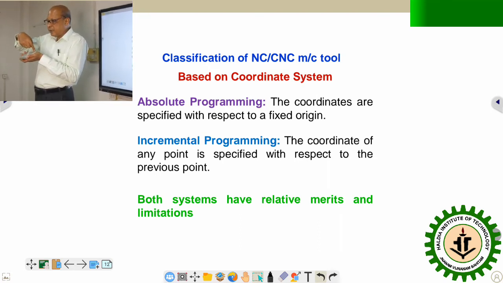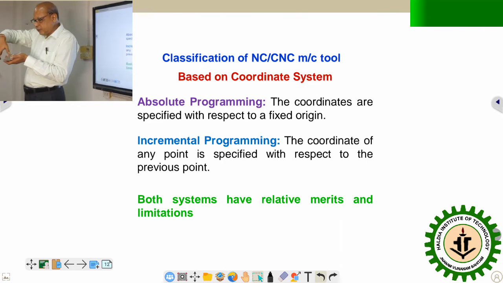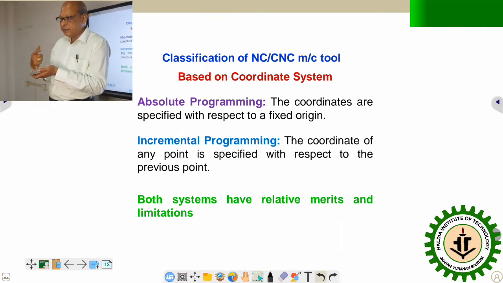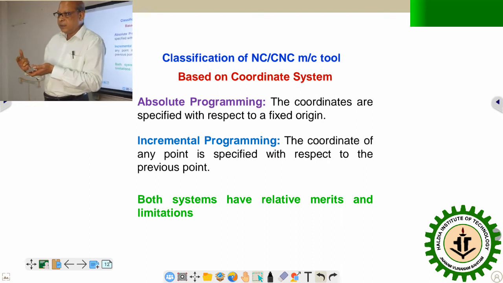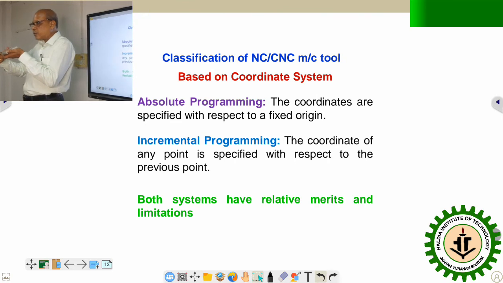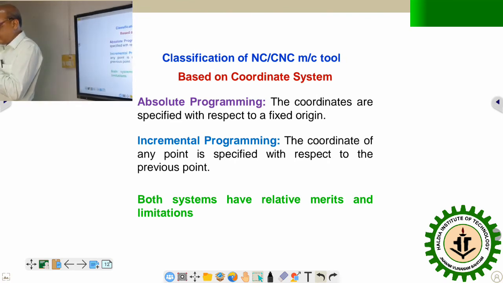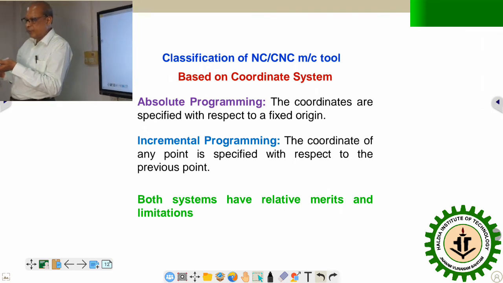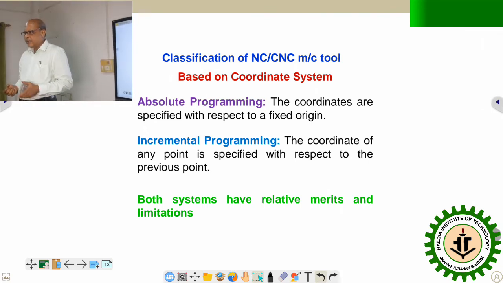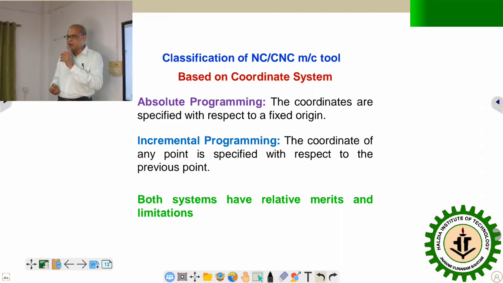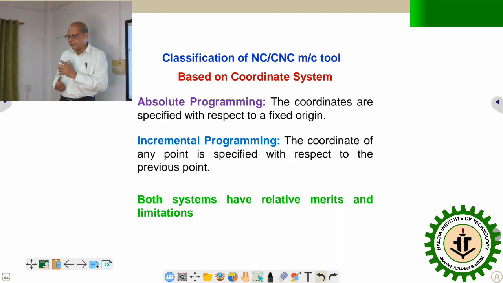Suppose this is the second point, maybe 80, 90. So this is 80, this is 90. The strategy or convention that you are following is that, with respect to a common reference, the values are provided along x or along y. This is absolute. That means your datum or reference will remain constant, unchanged.